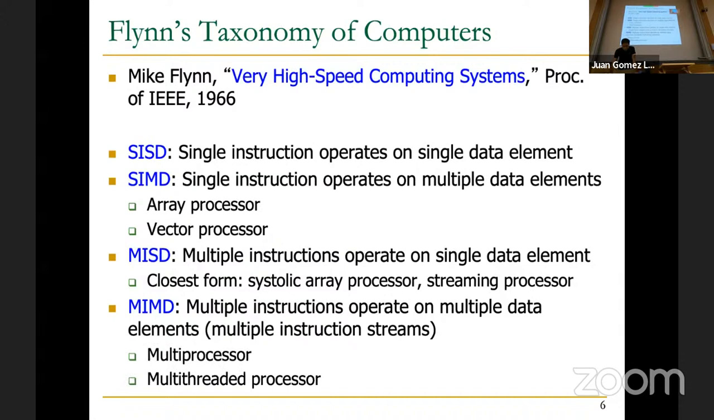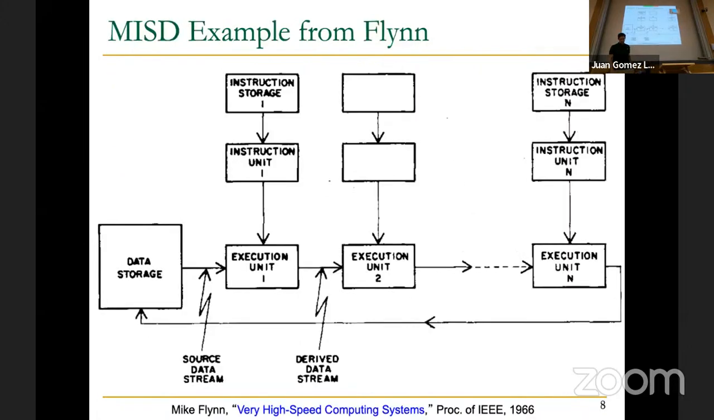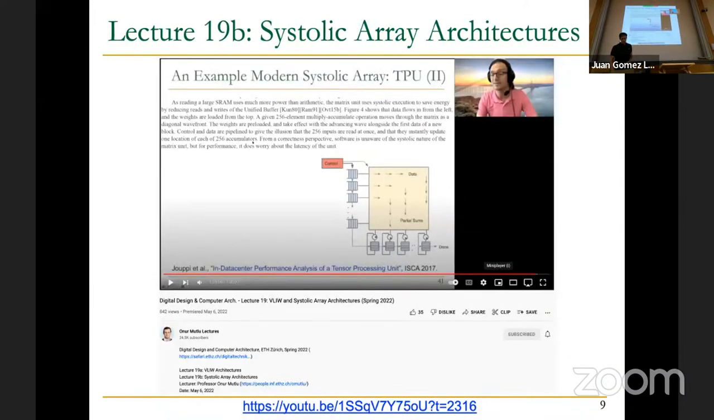discuss anything with me. Okay, so MIMD processors are, as I said, the last class in this taxonomy of computers. And this is the paper from Mike Flynn, and this is the example of a MISD processor. And that's why we can say that the closest thing is the systolic arrays. As you may remember from the lecture of systolic arrays, you have different execution units and observe that there is a single stream of data. And in these multiple execution units, we are executing different instructions on the same stream of data. So that's why we call it a MISD. This is the lecture about systolic arrays.